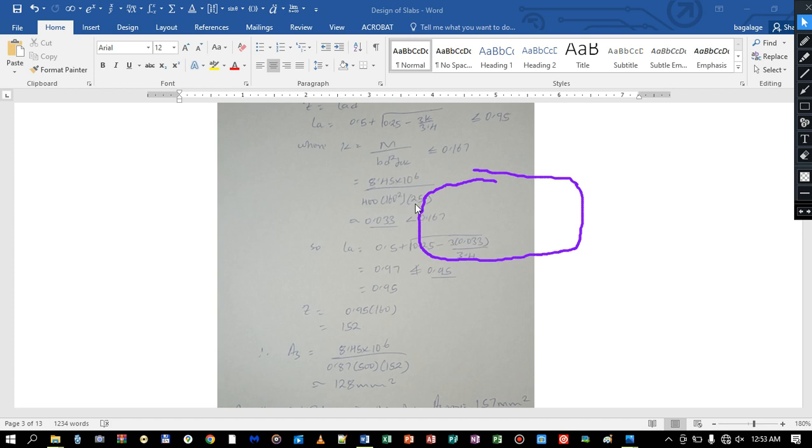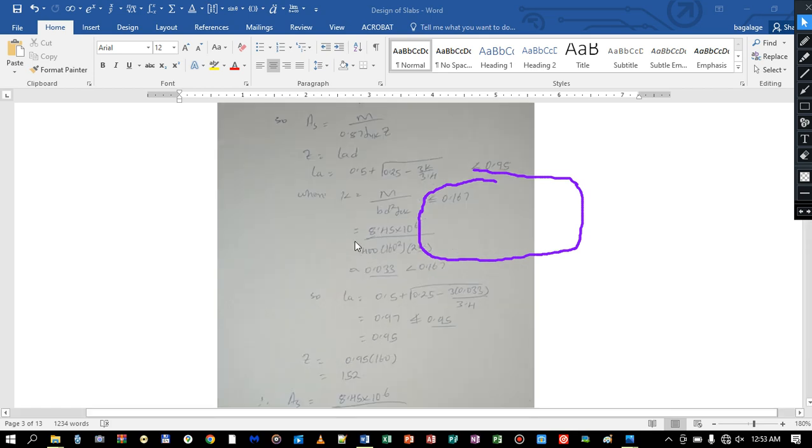times 25, which is our compressive strength of the concrete, and we get 0.03, which is less than the limit. So okay. So we now go back and substitute the value of K in this equation, which is this, and we get 0.97, which is more than the limit, so we take the limit, which is 0.95.